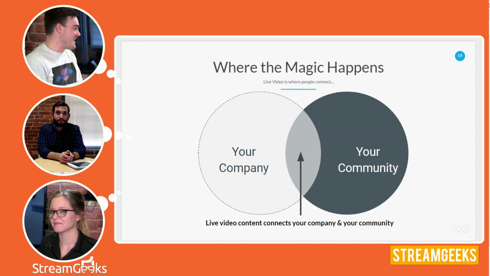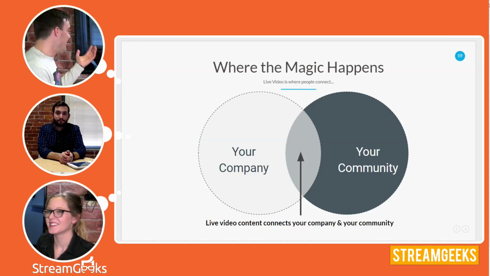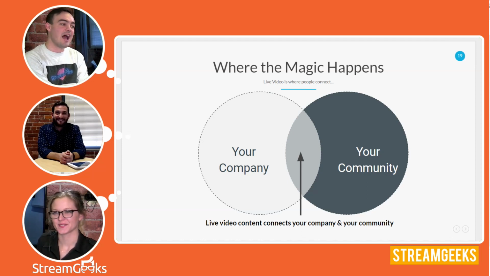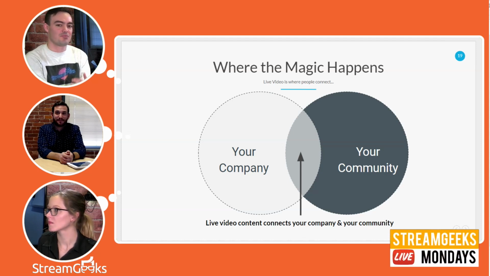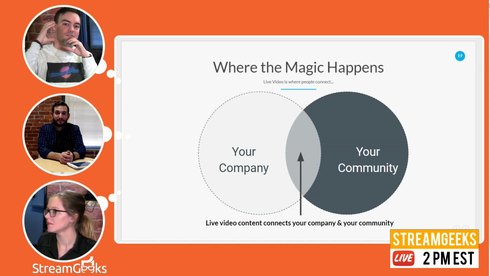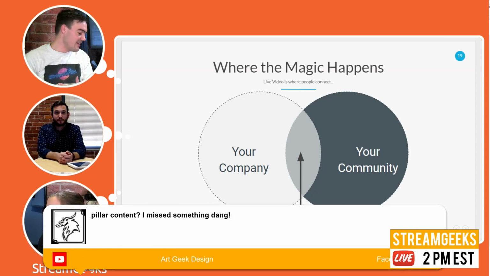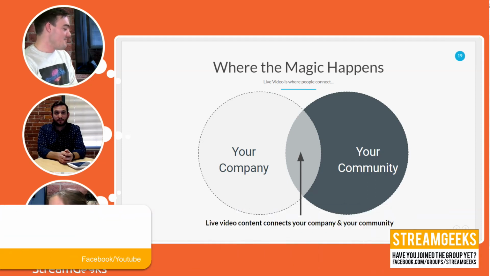So this is where the magic happens. This is the Venn diagram, but I think this is really true, and I think live streaming is one of the most authentic places and ways to bridge your company with your community. This is the time when they're both together, and right now we're getting live comments from our community. We're getting great comments. Art Geek Designs asking about pillar content. And this is a chance where we really come together, and I think it's where the magic really happens.